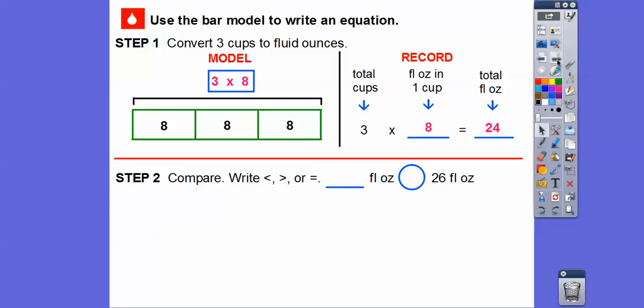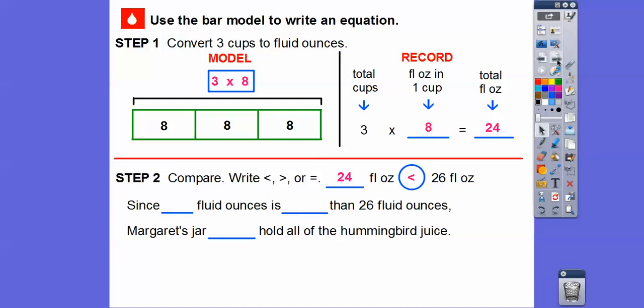So we're going to compare. Is 24 fluid ounces less than, greater than, or equal to 26? Well, we always point our inequality towards the smaller number, so 24 is less than 26. So since 24 fluid ounces is less than 26 fluid ounces, then Margaret's jar can hold all the hummingbird juice.